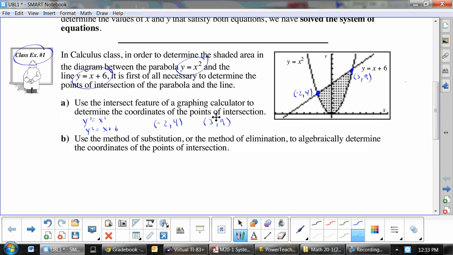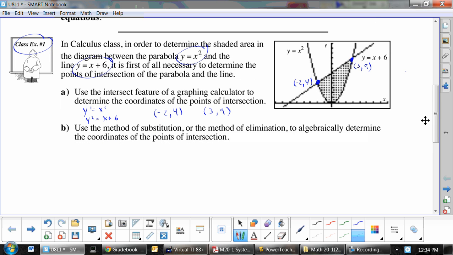So one thing we do go over today is how to do this algebraically. So when we look at our two equations, we have y is equal to x squared and y is equal to x plus 6. And we can notice that both of these equal y, right? So they both equal the same thing. So we can actually make our two equations equal to each other. So because they're both equal to y, which is the same thing, we can put them together like that.